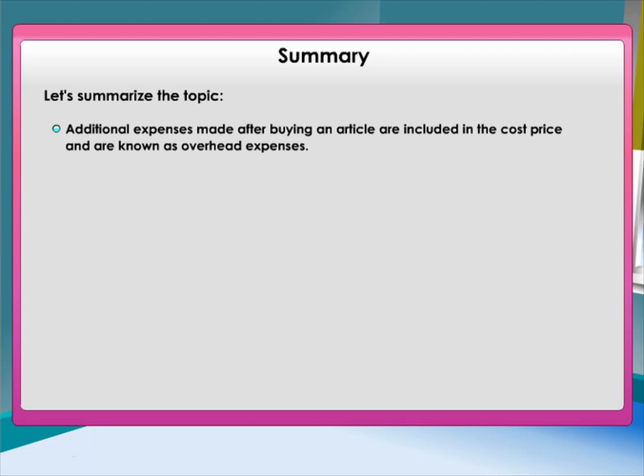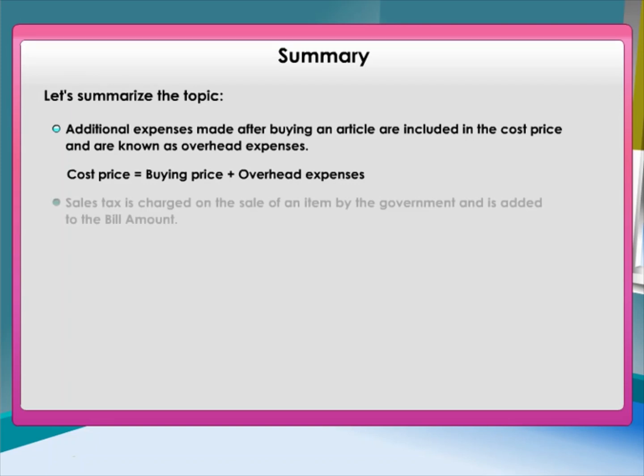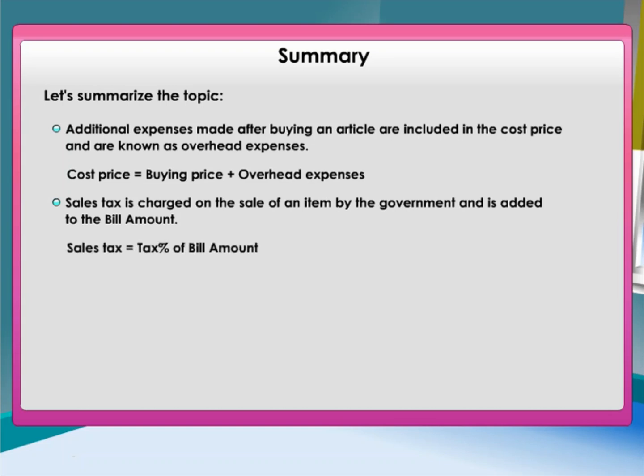Additional expenses made after buying an article are included in the cost price and are known as overhead expenses. Cost price is equal to buying price plus overhead expenses. Sales tax is charged on the sale of an item by the government and is added to the bill amount. Sales tax is equal to tax percentage of the bill amount. The prices include the tax known as value-added tax, and we simply call it as VAT.